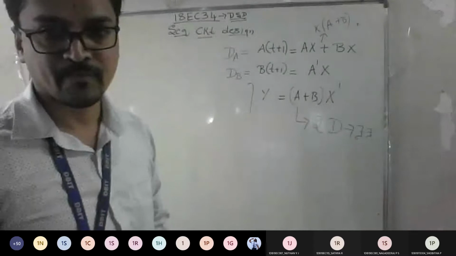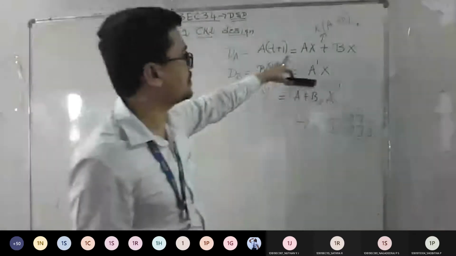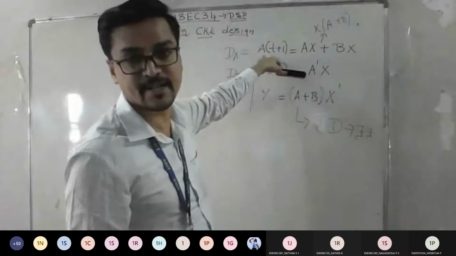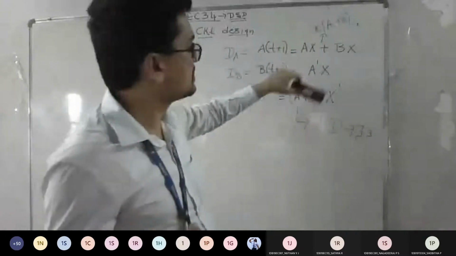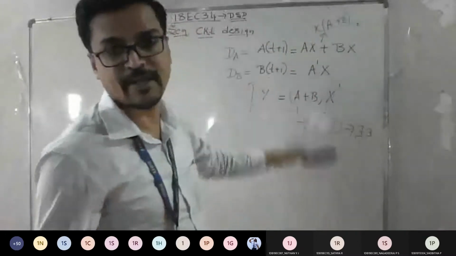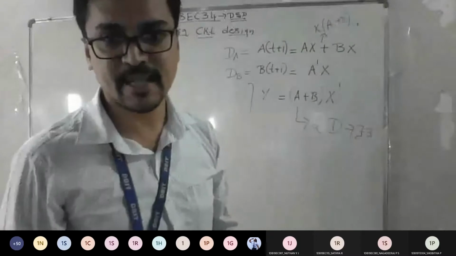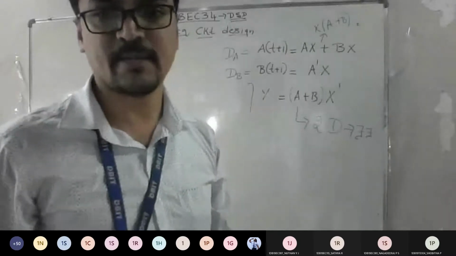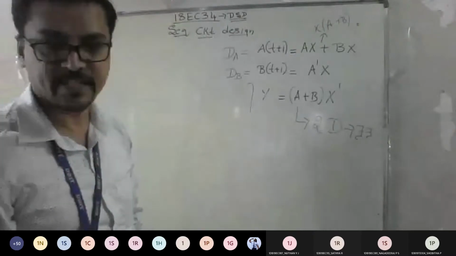What is the table? How to go? See, this itself is your A plus and B plus. Whatever A of t plus 1 is, that indicates your next state. Similarly, this is for B, the next state. So you can represent A plus and B plus as your next state. So what is the present state now? What should the table be?